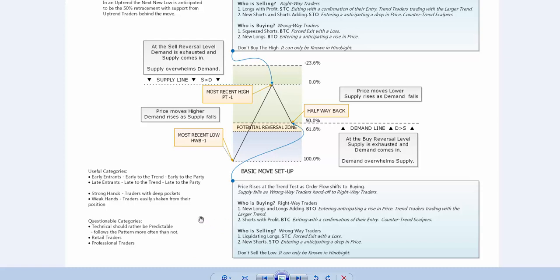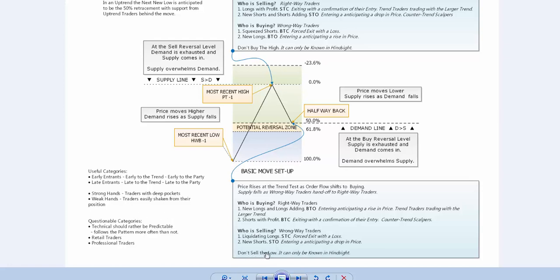They're liquidating their longs. They're forced to exit with a loss. Also, who else is selling down here? There are new shorts. They're selling to open a new short position. They're the wrong way traders. They don't understand the ebb and flow of the markets. They're entering to anticipate a drop in price when in actuality, they're becoming fuel for the continuation of our trend.